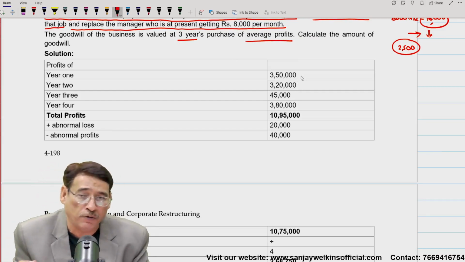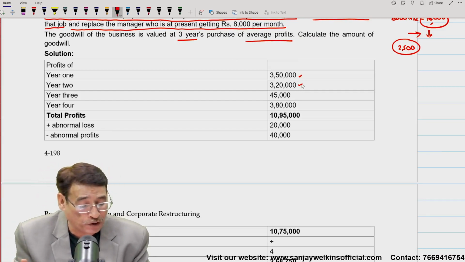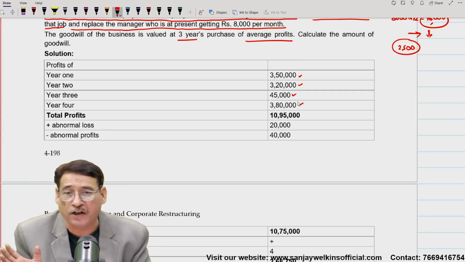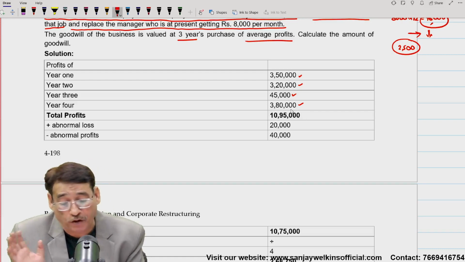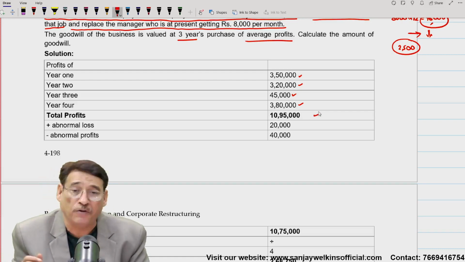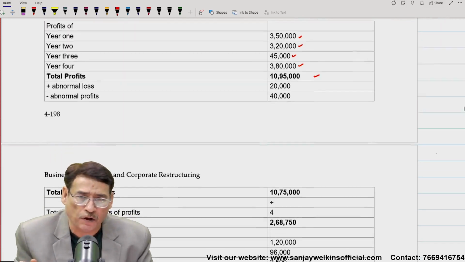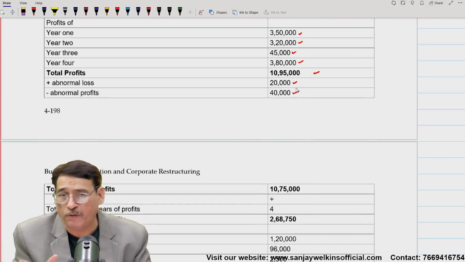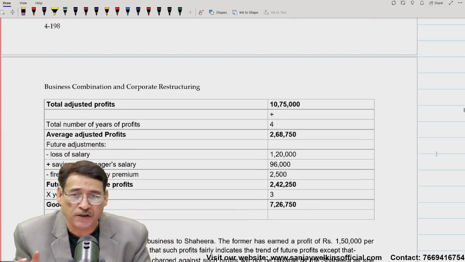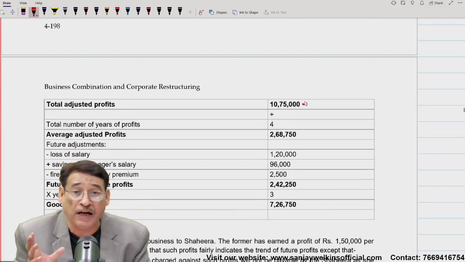First of all, you need to add up all the profits which are given to you: 3,80,000, 350, 320, 45, 380, and you will get 10,95,000. This is your total profits. Then we are going to add the abnormal loss and subtract the abnormal profit, as I told you. After adjusting these two items, we will get the total adjusted profit.